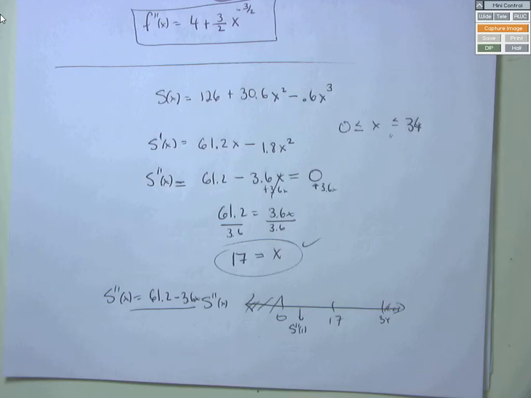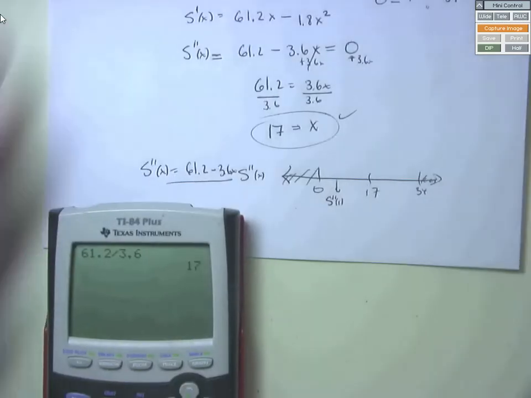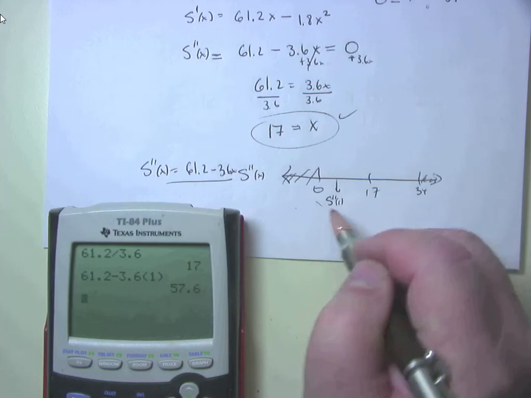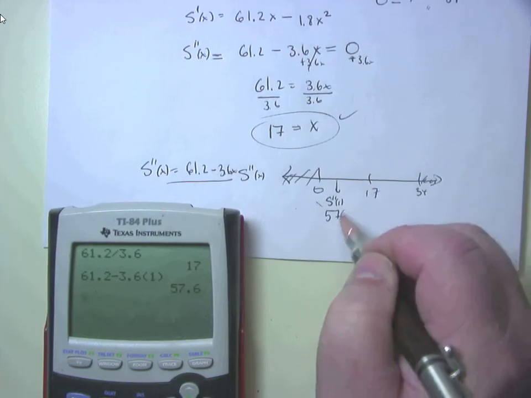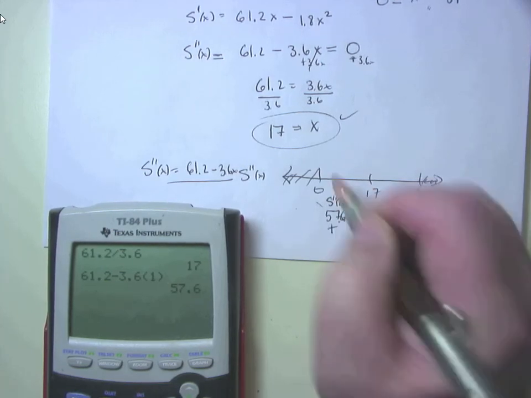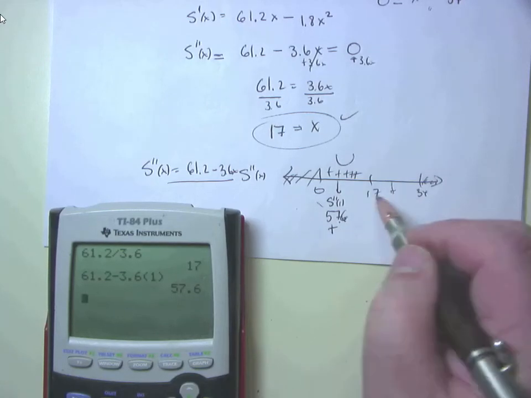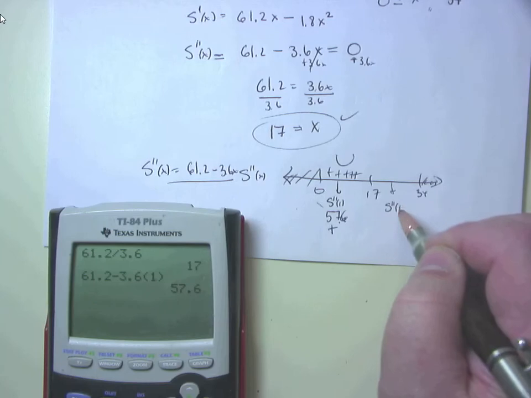So, plugging them in, 61.2 minus 3.6x, but x is times 1. I get 57.6. I don't care what the number is, it's positive. That means it was concave up. And pick a number bigger than 17, I choose 18.